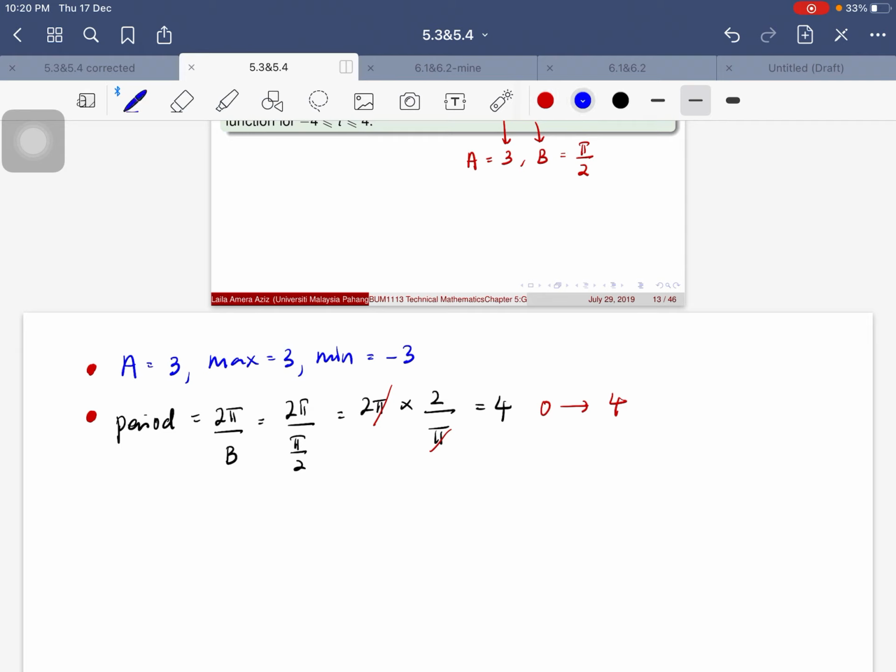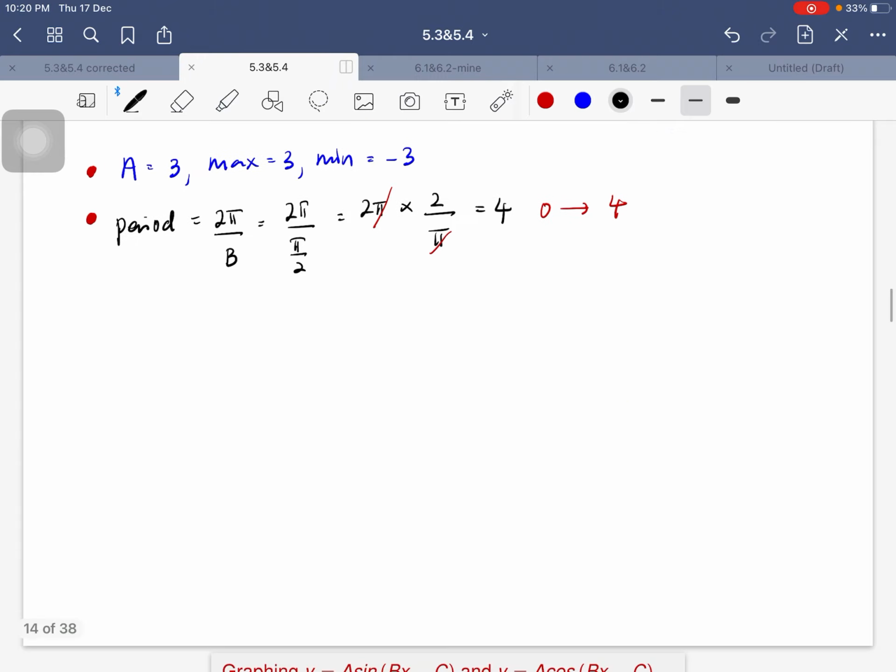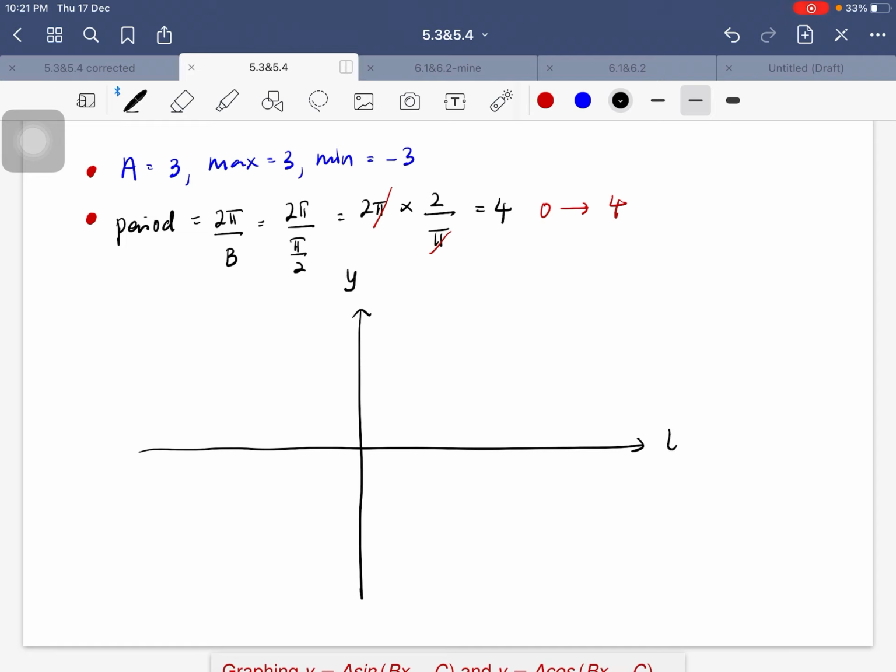So how does one curve of sine look like? If you remember, one curve of sine looks like this. You have a curve at the top and a curve at the bottom, then it's going to stop. And this will be from 0 until 4. So when I sketch, it's going to look like this. Let me put it in the middle. Okay. So remember, this is going to be y and this is going to be t. That is the variable that we use.